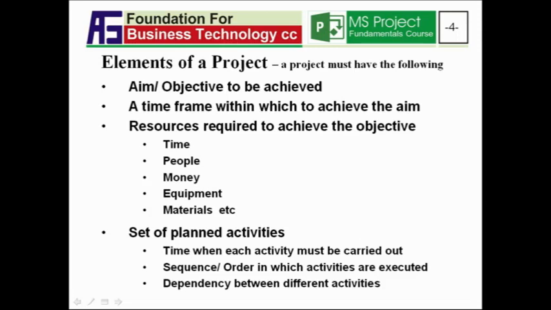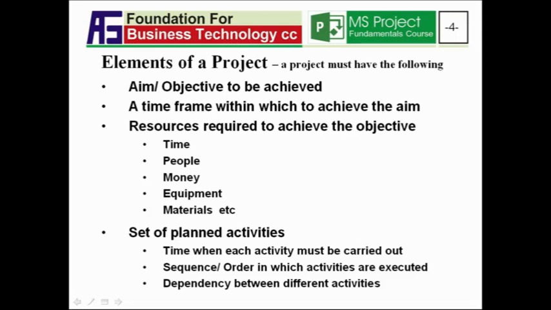Thirdly, the project will require some resources in order to achieve the objective. There are a number of different types of resources. The first one being time. A project requires a commitment of time from all the people or stakeholders of the project. Secondly, a project requires people. The people represent the skills as well as the manpower required to perform the job.